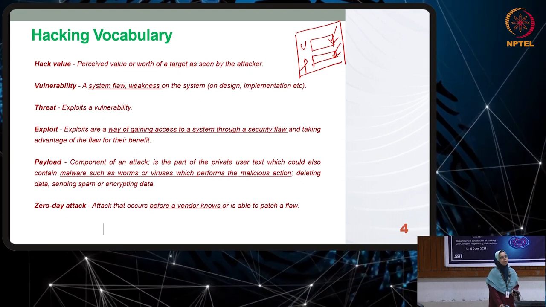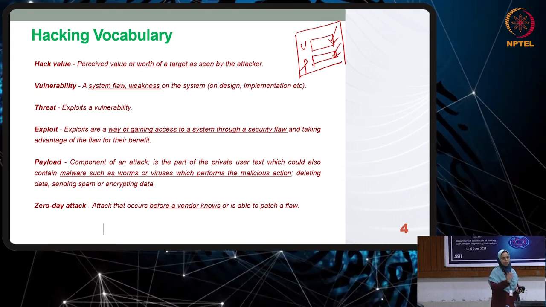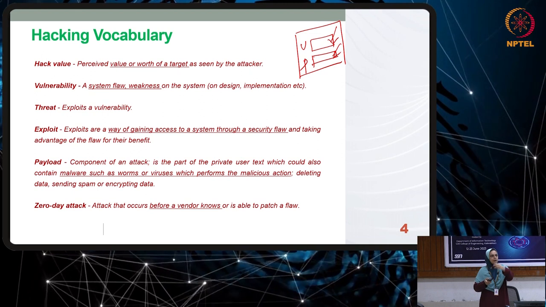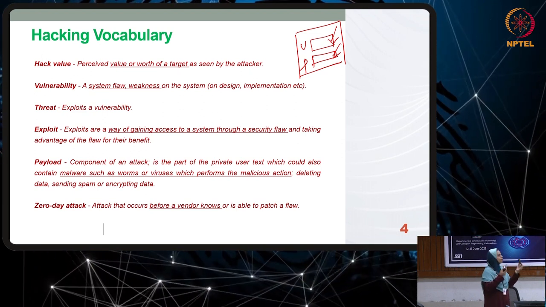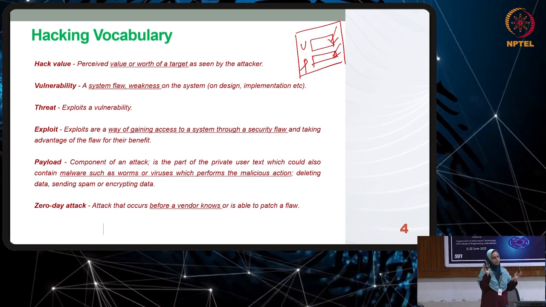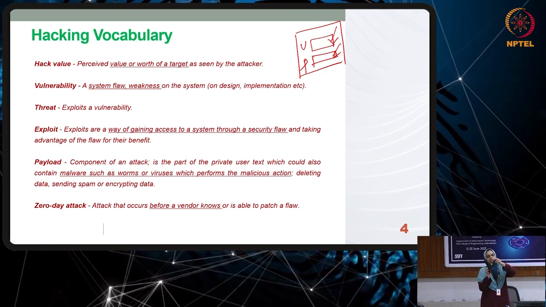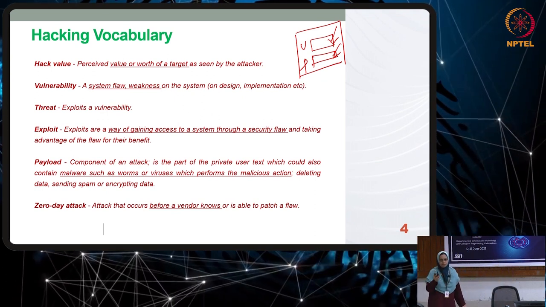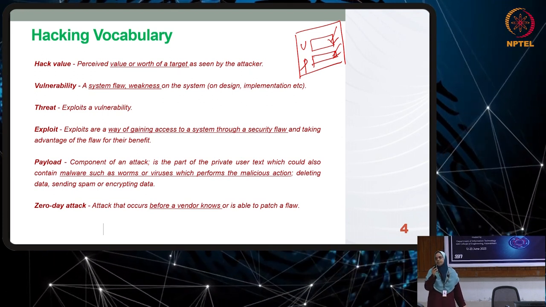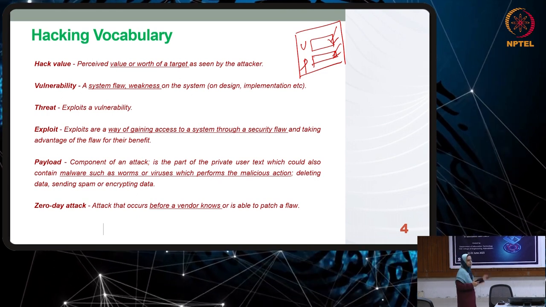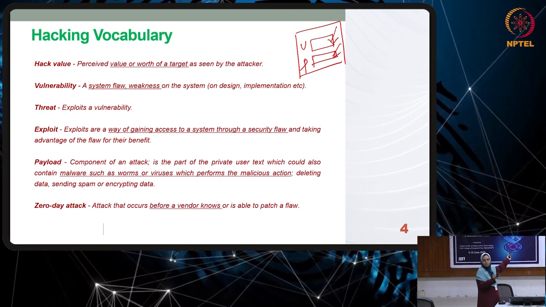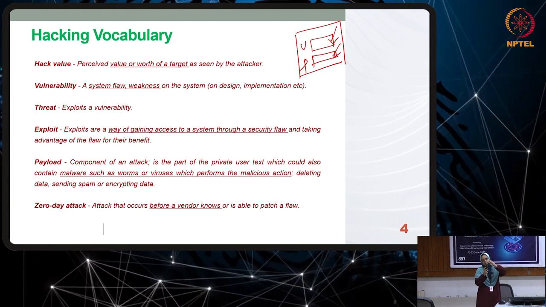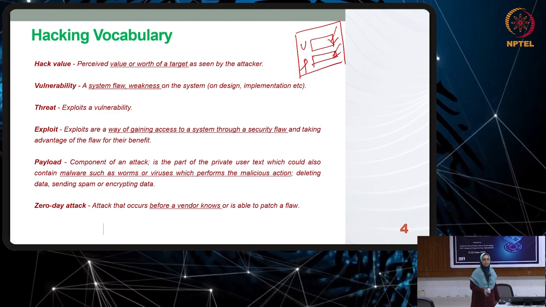A threat is an exploitation of a vulnerability. There is some problem, and you attack that particular problem, so easily you can get in. So that is going to be a threat. Here is the vulnerability, and when you exploit this vulnerability, it becomes a threat. Then what do you mean by exploit? How I am going to get access inside the system, that is called an exploit. Already we mentioned that through the flaw, through the vulnerability, we are going to get access inside the system. That is called an exploit.